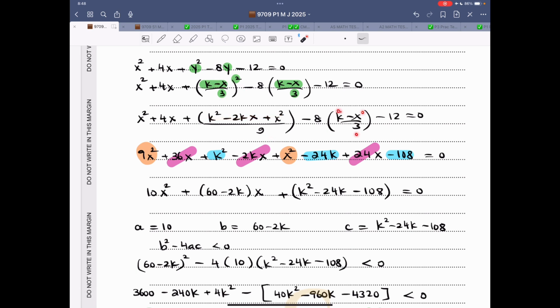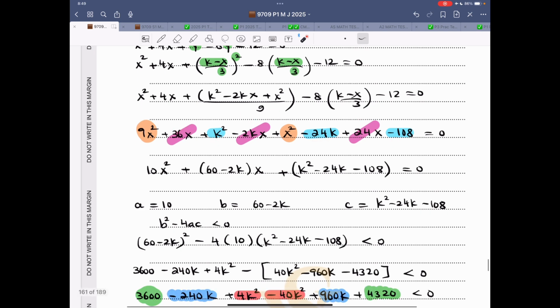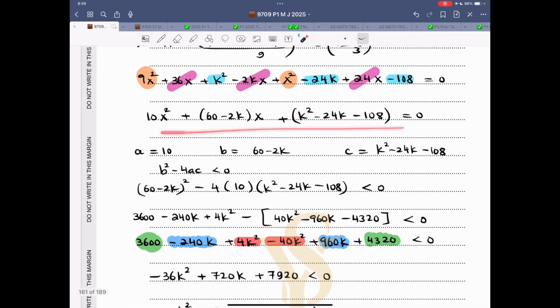I'm keeping it intact. I'm multiplying throughout by 9. So now this will be multiplied with 9, this will be multiplied with 9, this will be, because of this 3, multiplied by 3, and this 12 will be multiplied by 9. Simplify. You have the x square terms, you have all the x's, you have everything else which is a constant, and you are getting this.